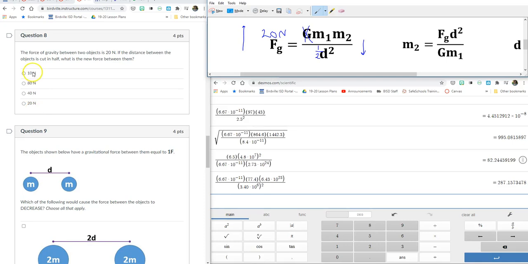So if you look at your answer choices, you can eliminate right away. 10 is not an option because we know that it's going to go up. 20 is not an option because we know it's going to go up. So it's not 10, it's not 20. So what we have to figure out is, is our new force going to be times 2 or times 4? So you go back over here and you look at 1/2 of our distance, but we still have to square that. Okay, 1/2 times 1/2 is equal to 1/4.